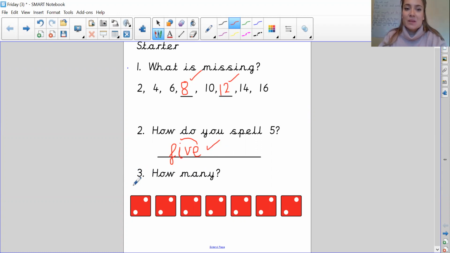Okay, let's work out number 3 now. It says how many. So how many have I got here? That's right, I've got 2 and it's going up in 2. So let's count 2, 4, 6, 8, 10, 12, 14. So I have 14 all together. So give it a little tick or fix.